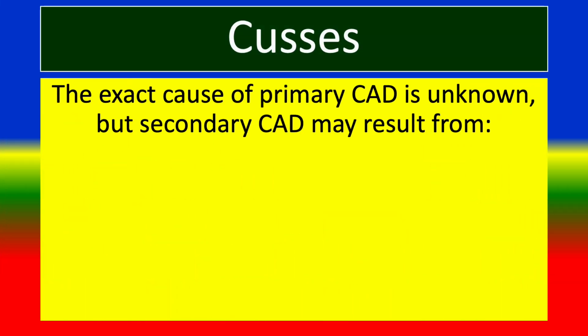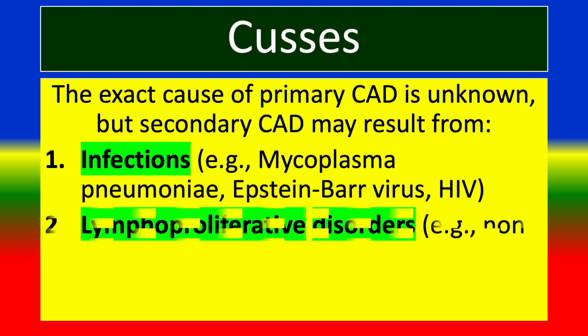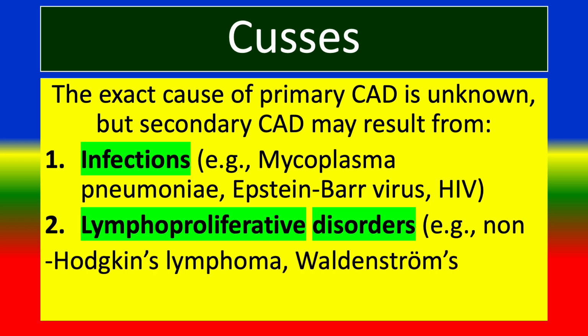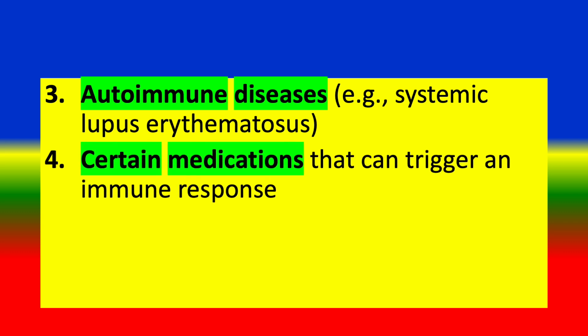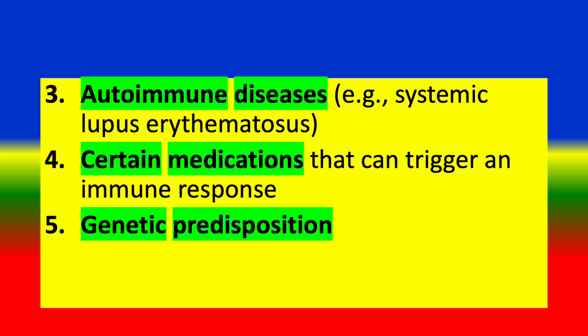Causes. The exact cause of primary CAD is unknown, but secondary CAD may result from 1. Infections. 2. Lymphoproliferative disorders. 3. Autoimmune diseases. 4. Certain medications that can trigger an immune response. 5. Genetic predisposition.